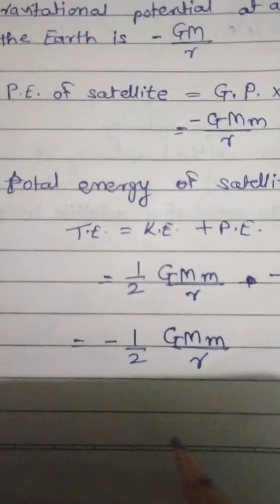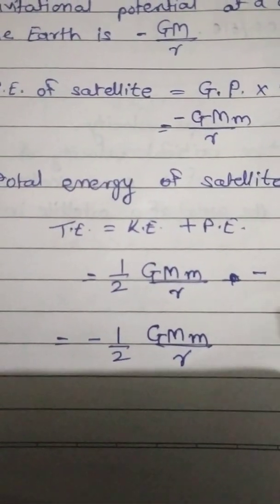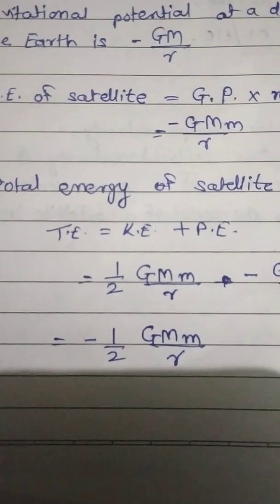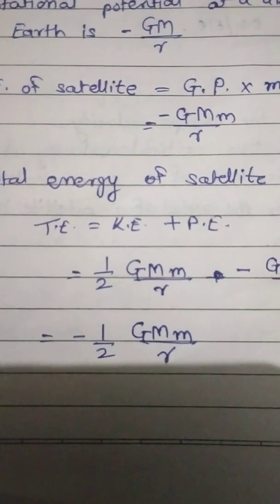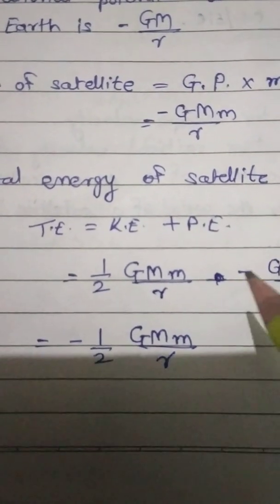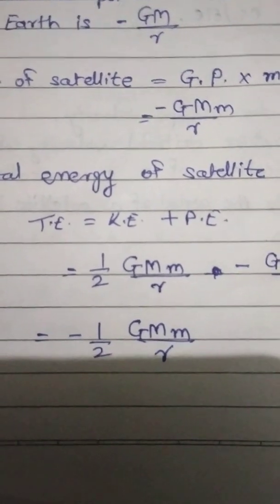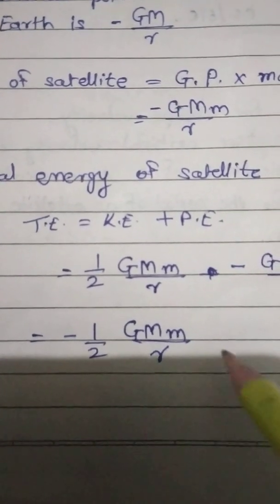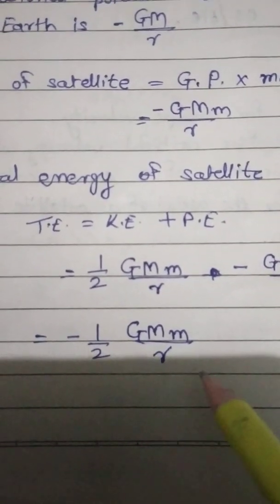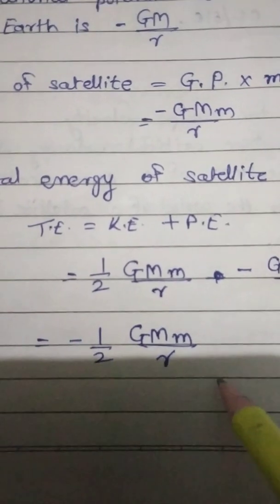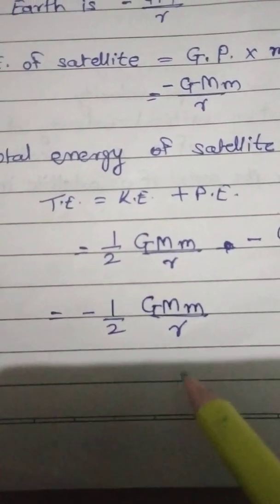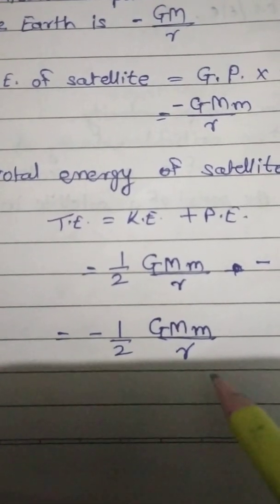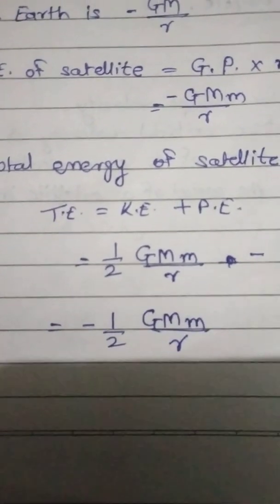The negative sign indicates that the satellite is bound to the earth due to the gravitational force of attraction. For the satellite to be free from the earth's gravitational influence, its total energy should become non-negative, meaning zero or positive. Hence the minimum energy to unbind the satellite is plus half GMm upon r. This is the binding energy of a satellite.